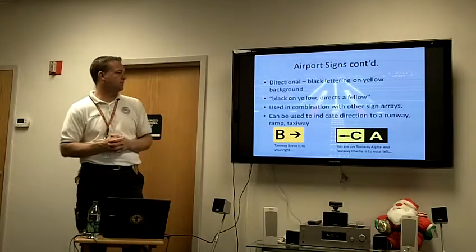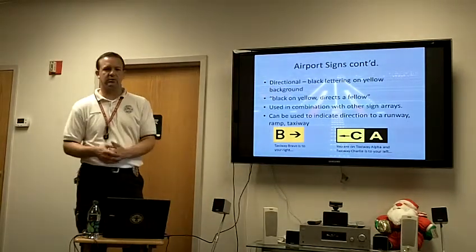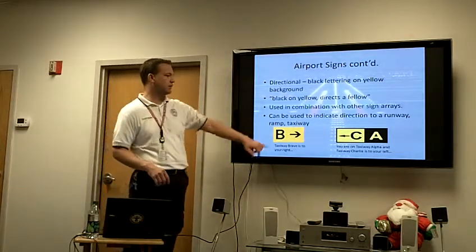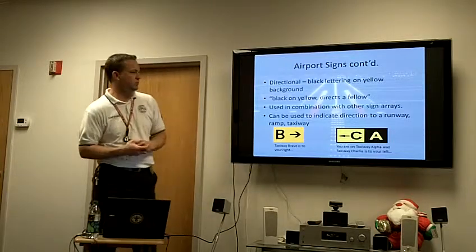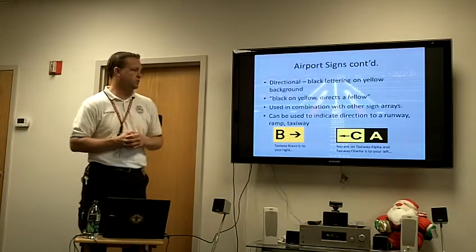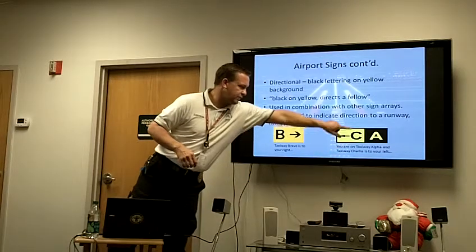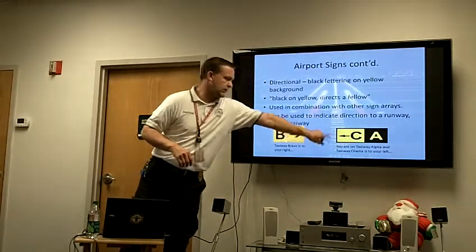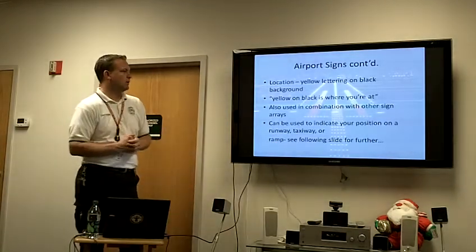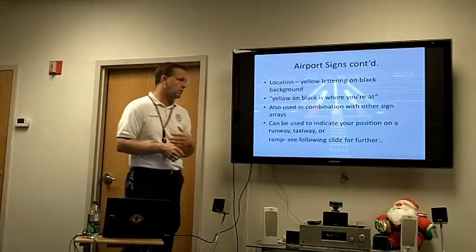Airport signs, again, directional, black lettering on yellow background. Black on yellow is a good saying to help you remember what to do and what type of sign you're looking at. They are used in combination with other sign arrays, such as this one here, and they can be used to indicate directions for a runway, a ramp, or a taxiway. So this one here tells you you're on taxiway Alpha, which we'll go over in a second, and taxiway Charlie is to your left. Alright, location signs. Yellow lettering on black background. This saying I always give out is yellow and black is where you're at.